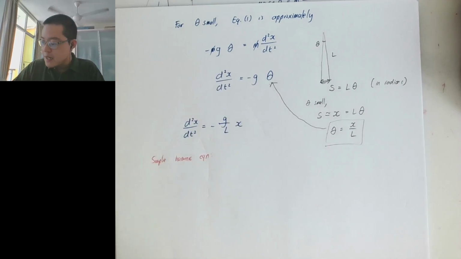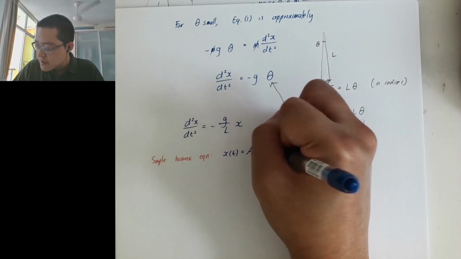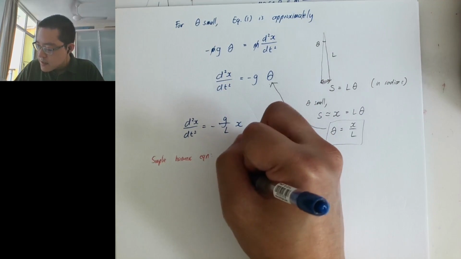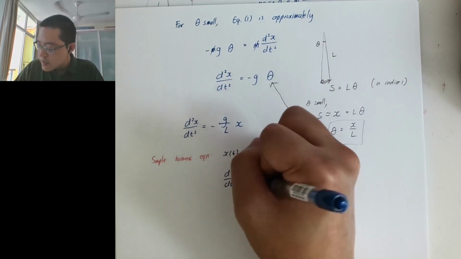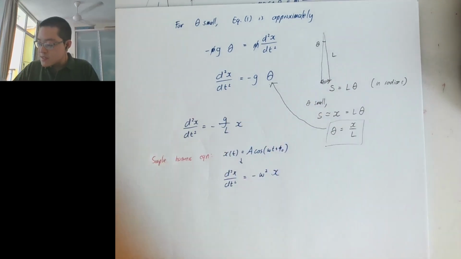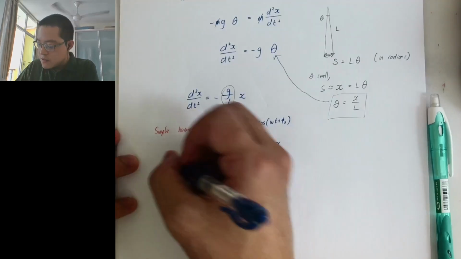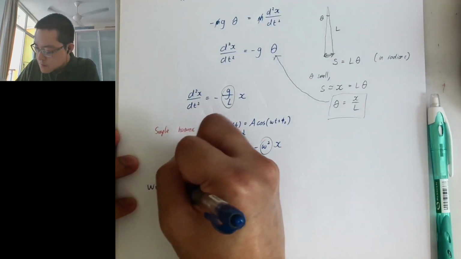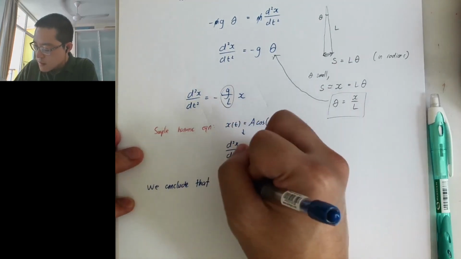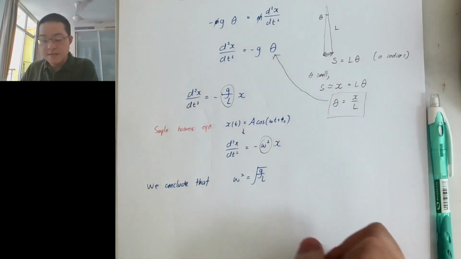For the simple harmonic equation, my x of t, as I showed you in the previous class, is cos of omega t plus phi 0. So this will satisfy the differential equation d²x/dt² equals negative omega squared x. So if I compare these two, this is my omega. So we conclude that omega squared is equal to g over L, like this.